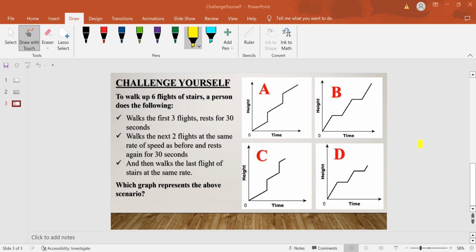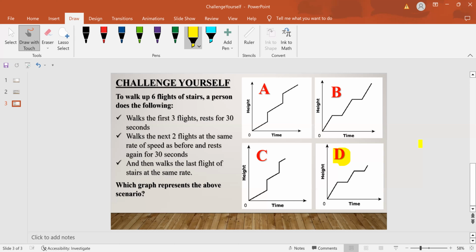So you have 4 graphs. You can pause the video and try to find the correct graph related to this scenario. Okay. Now, I can tell you that the best choice here is choice D. Let's explain.